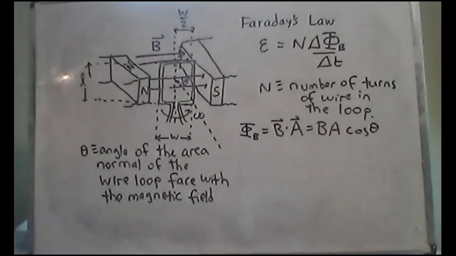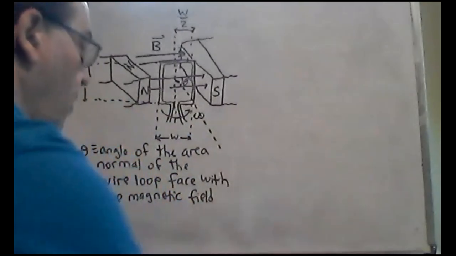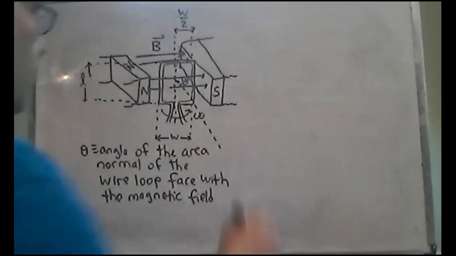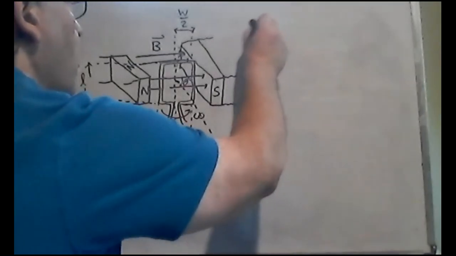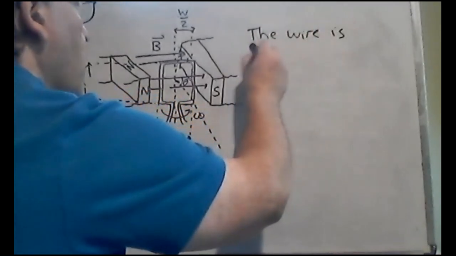Now what we're going to use here though is the concept of the motional EMF. All right. So let's talk about the top and bottom portions of the wire, and again, we derived motional EMF at the end of the last video. But if we look at the top and bottom portions of the wire, so the wire is made of a conductor.